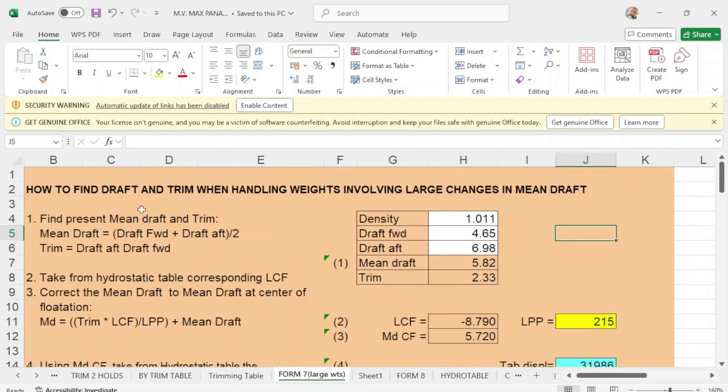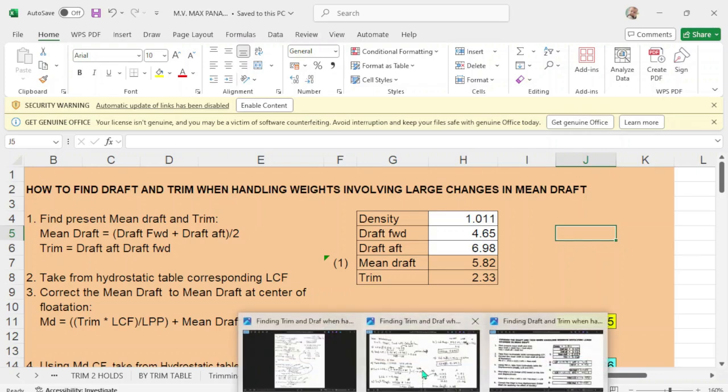So number one, we put the forward, aft draft, and to get the mid draft and the trim. So this is the initial draft. This is the local density, and we got the mid draft and the trim of 2.33 by the stern, because you have a big drop on the aft.